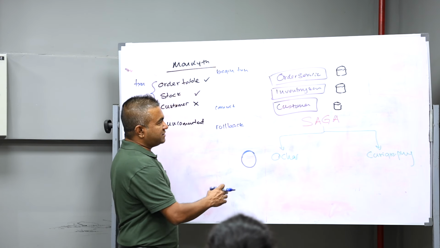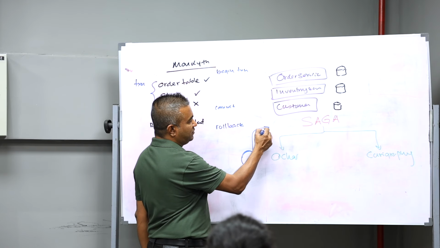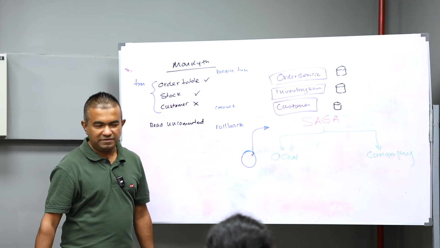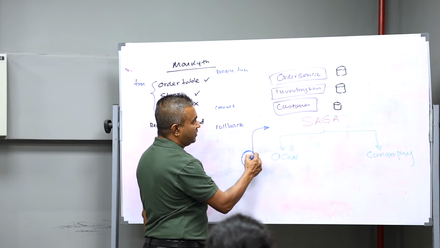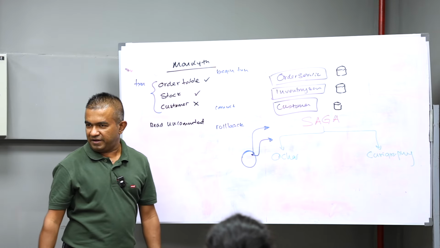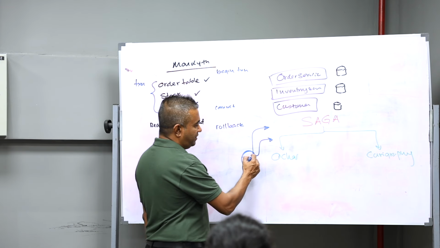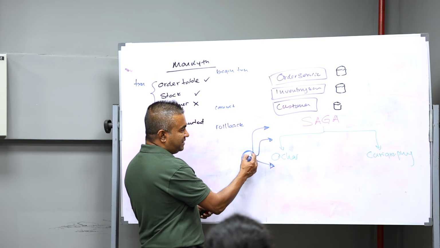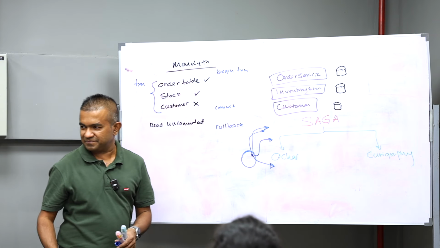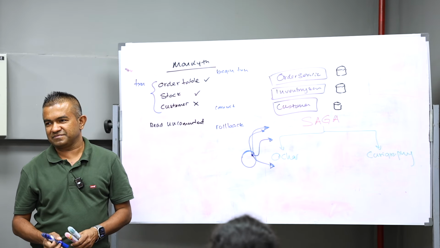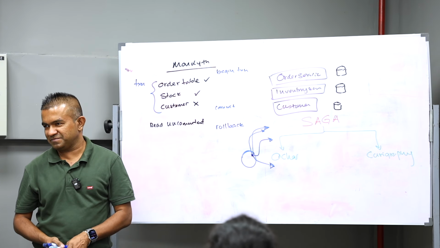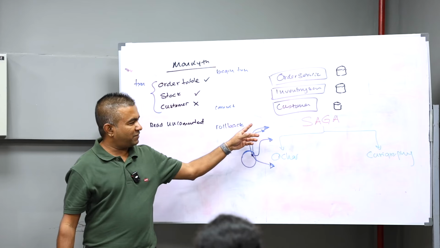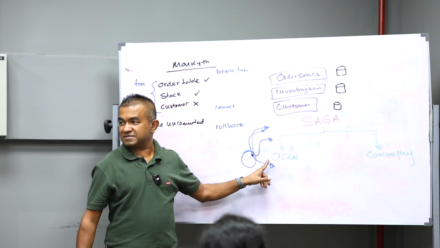What the orchestrator does is, it says, hey, save the order. The order service says, okay, I saved. Okay, save the inventory. It says I saved. And then save the customer. It says no, customer service failed. Now what it does is, it sends the request to cancel the order. That's what the orchestrator does.